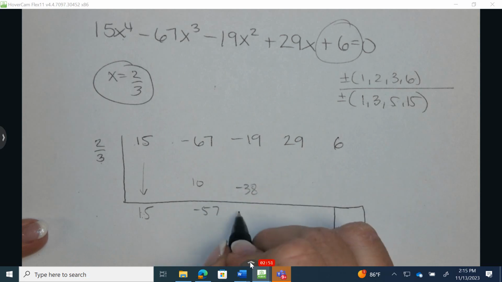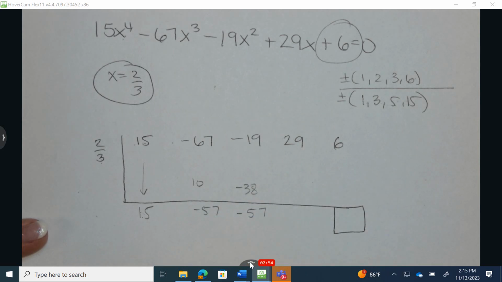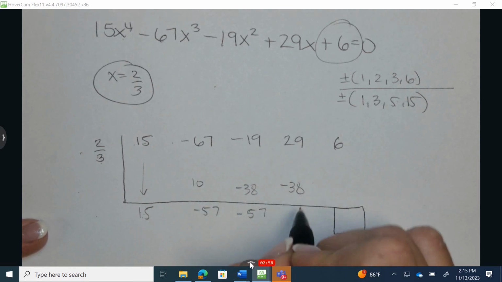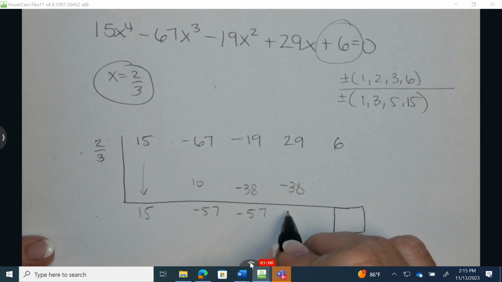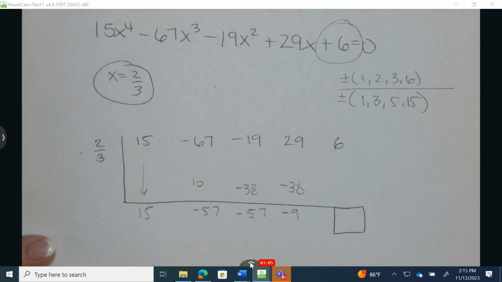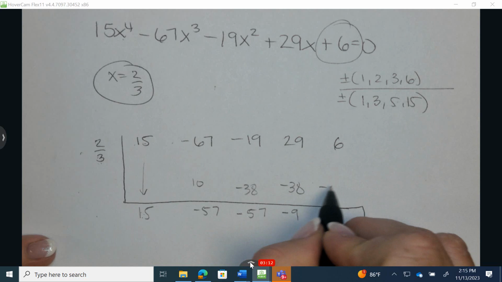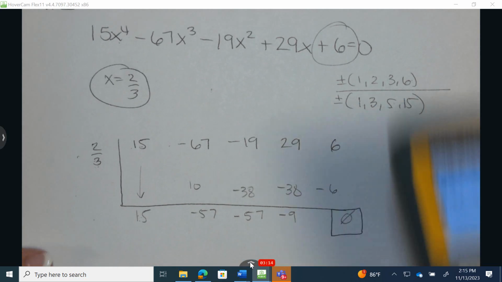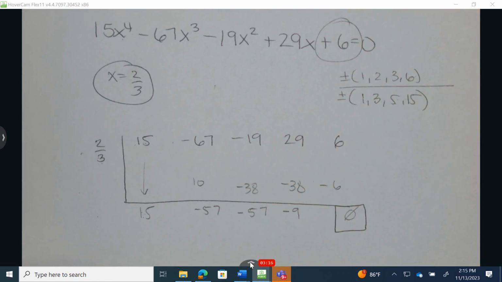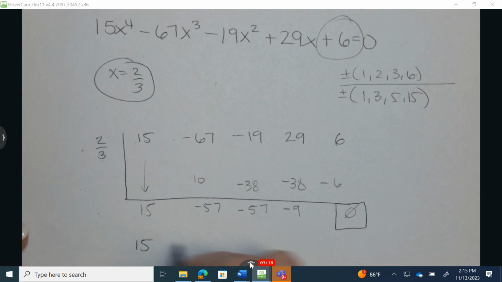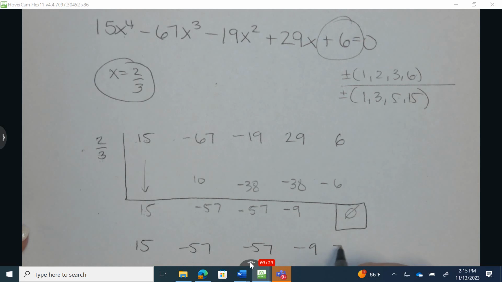They are the same sign, so I'm adding to get negative 57. And we already did that once, so we know what the answer is. It's negative 38 again. Different signs subtract, so 29 minus 38 would be a negative 9 here. And then same thing, 2 times negative 9 is negative 18. Negative 18 divided by 3 is a negative 6. Again, we knew we were going to get 0, but what matters is what's down below. Now I have 15, negative 57, negative 57, negative 9 equals 0.